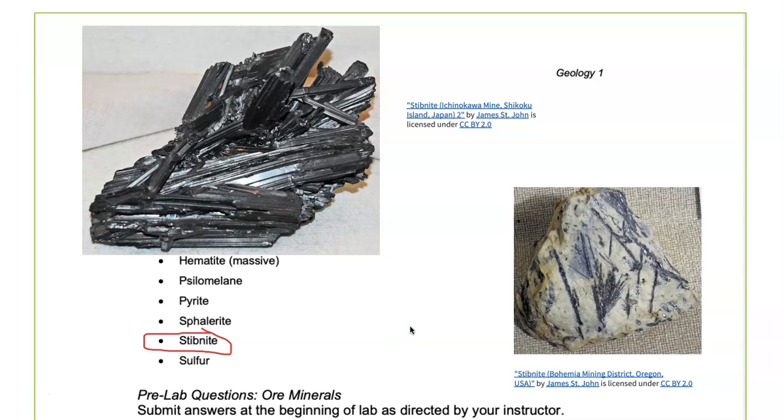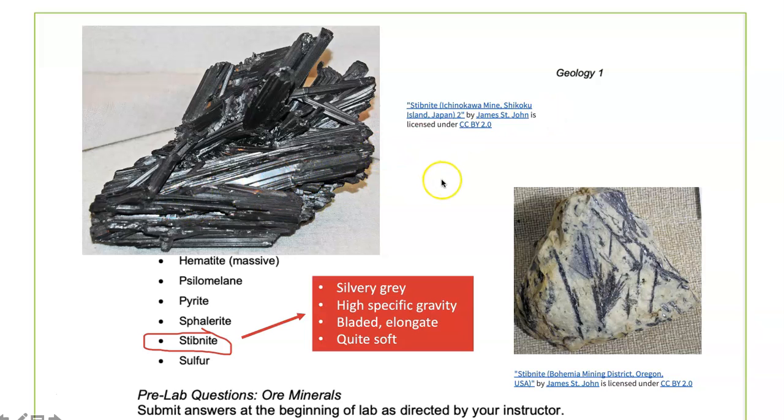Then we get to stibnite. This is probably my favorite in this whole group. This is a beautiful museum specimen. I'm sorry, yours is not going to look like this. But they make these beautiful blades. They have a high specific gravity. This is what they look like when they form inside of a rock. And they are quite soft compared to many of the other minerals that we're looking at in this group.